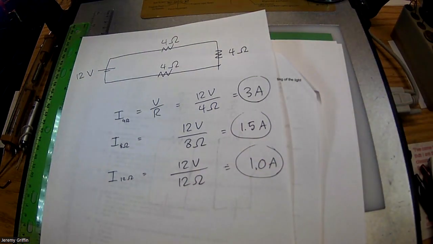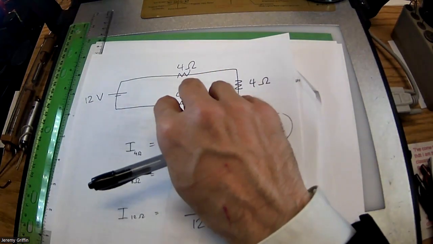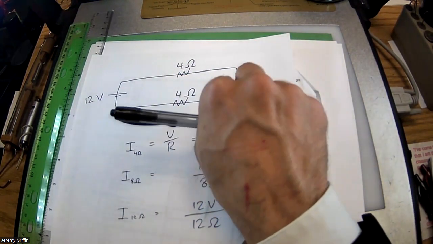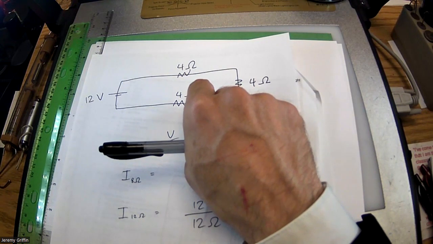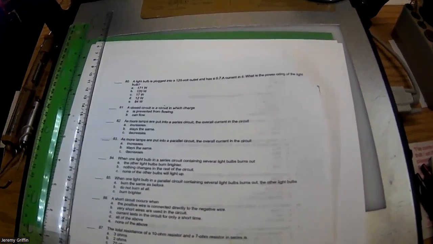You see that? Okay, there we go. Oh, by the way, what's happening to the brightness of the bulbs as you add more and more in series? They're also getting dimmer and dimmer. Ooh, maybe another hint that that's working out that way, right? Next question. As more lamps are put into a parallel circuit, what happens to the overall current?